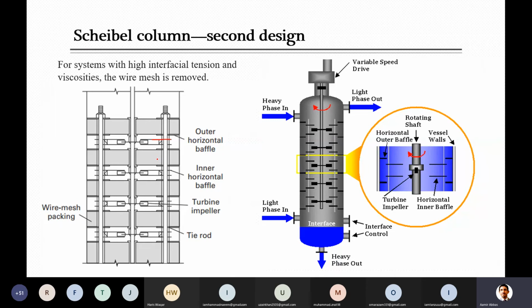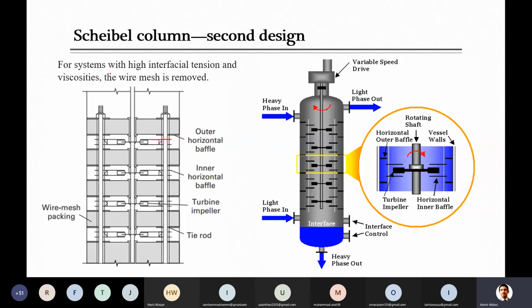Like in this small animation, you can see the internal horizontal outer baffles, which are fixed with the wall, and then there are inner baffles just in the surrounding of this rotating element.